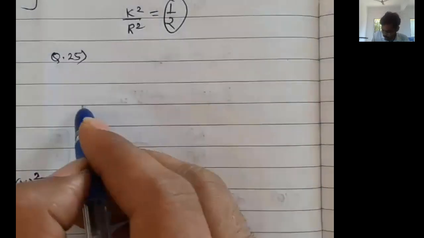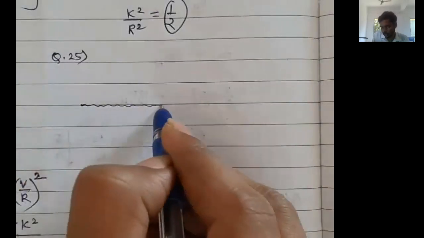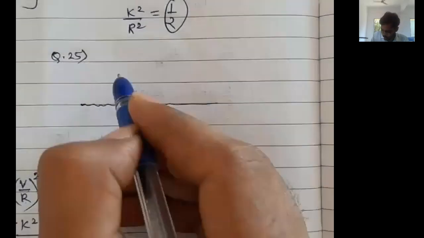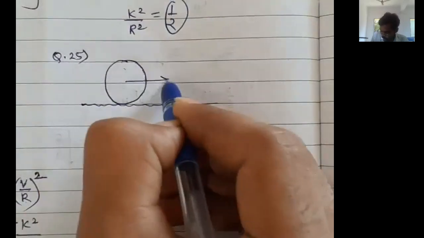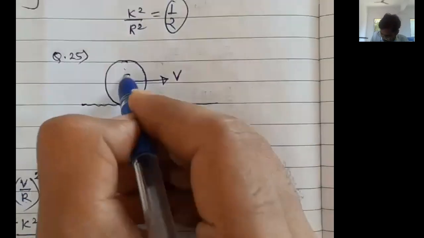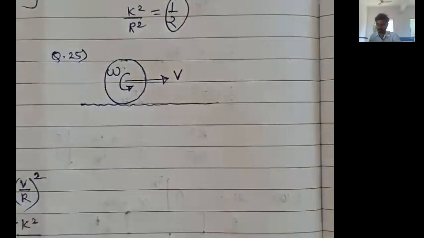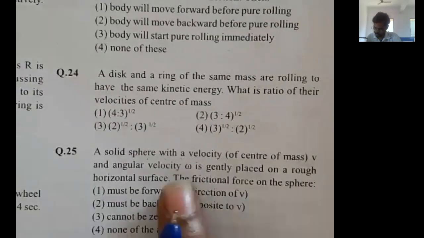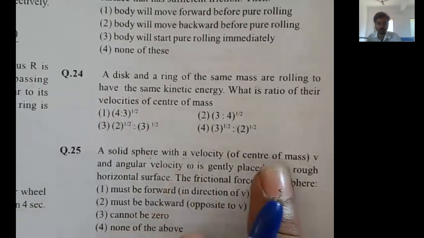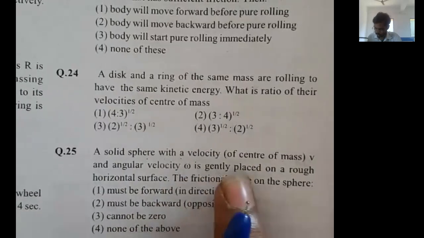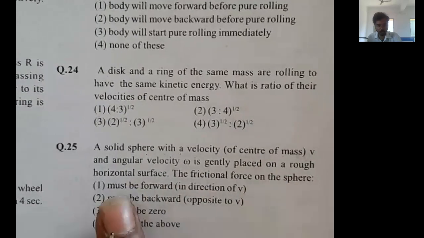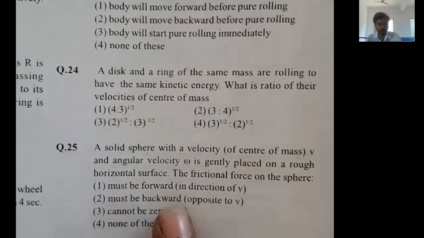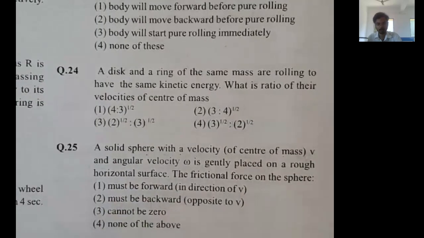Okay, so this is a rough horizontal surface, and on that surface we have gently placed a solid sphere having velocity of center of mass v and having angular velocity omega. The frictional force on the sphere must be forward, must be backward, cannot be zero, none of the above.